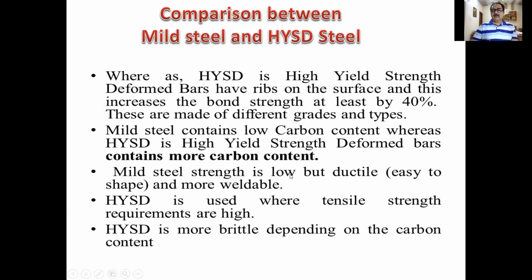So mild steel strength is low, but it is ductile, easy to shape, and more weldable. Whereas HYSD bar is used where the tensile strength requirement is high. For all the heavy structures, HYSD bars are preferred as reinforcement material. HYSD bar is more brittle depending upon the carbon content. As we go on increasing the carbon content in steel, it becomes more brittle. If it becomes more brittle, that means it does not have the proper ductility and elasticity properties. So we have to take care of that also.